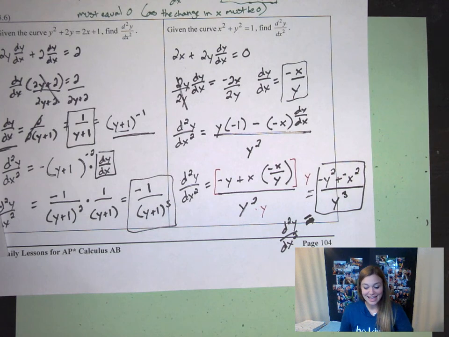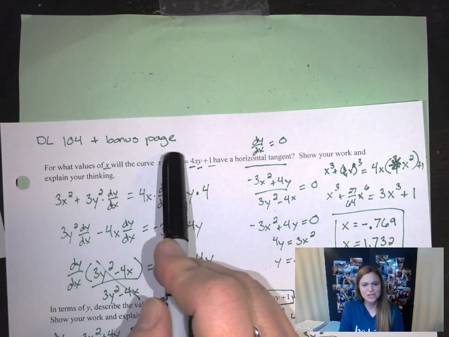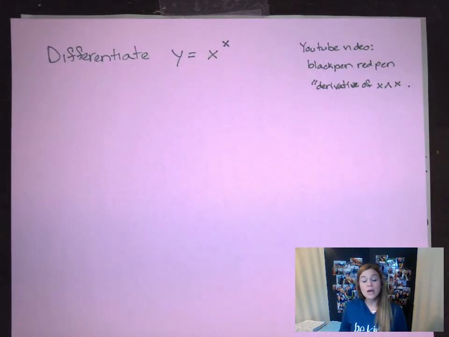Okay, and if you saw at the beginning, it says daily lesson 104 plus bonus page. Yes, but here's where you should actually just get out a page and write some stuff down. There's one more thing, one more differentiation that we haven't done.